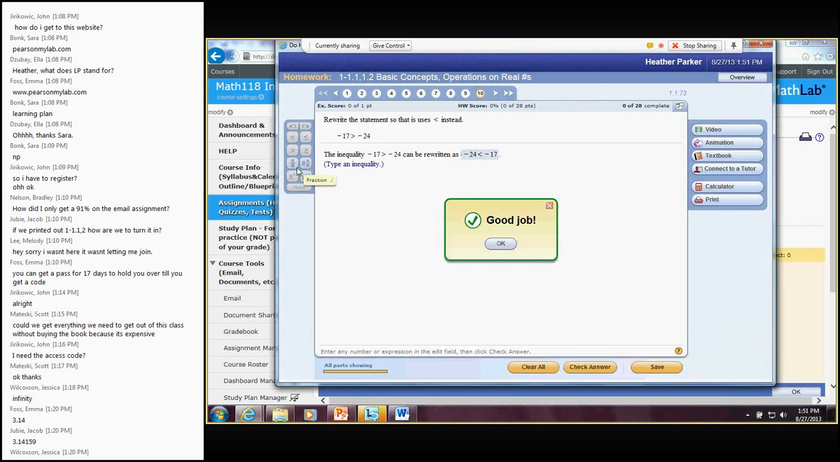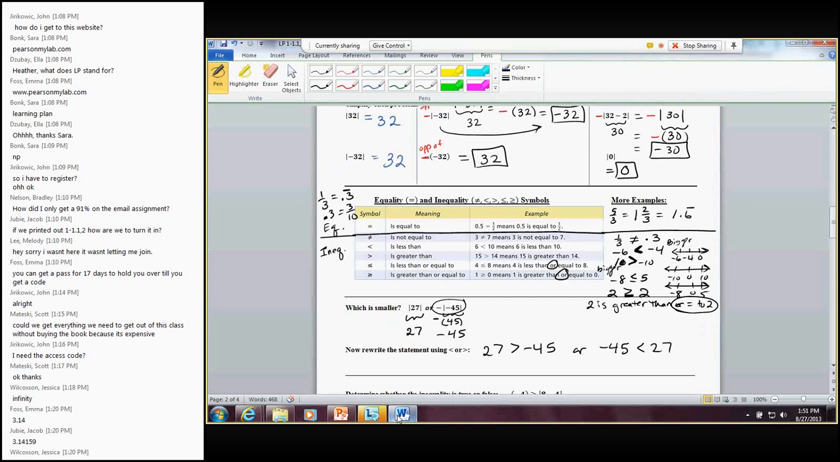And I hit enter. Woohoo, I got it right, and now I get a good green check. Ooh, I'm glad I guessed right. All right, back to the worksheet.